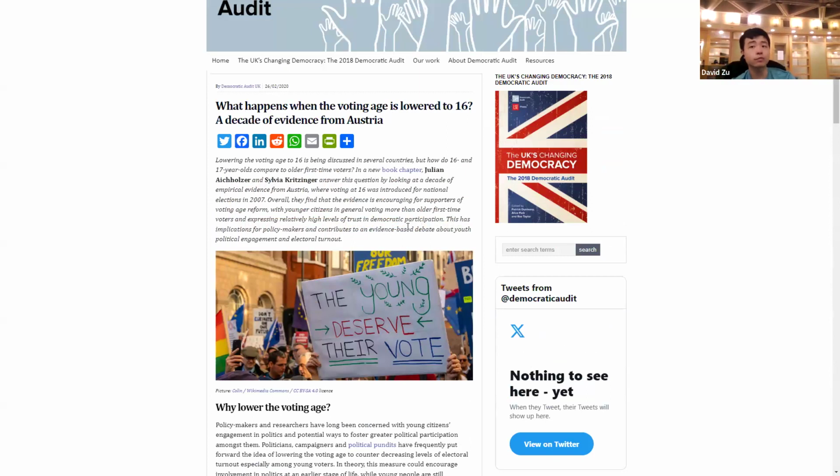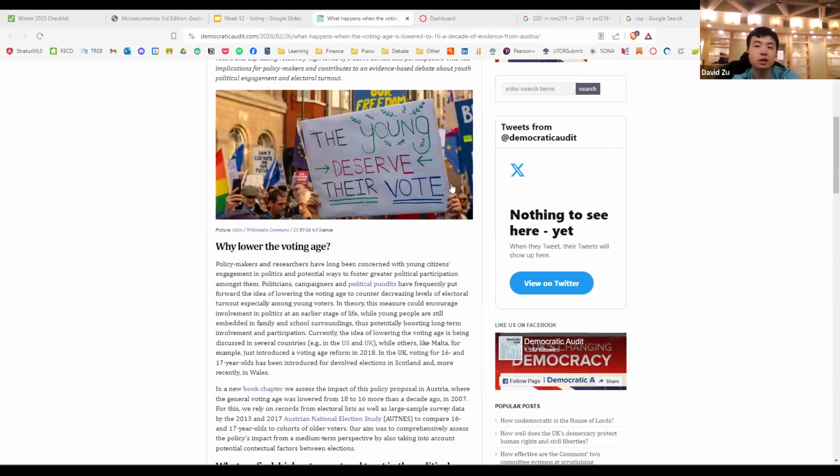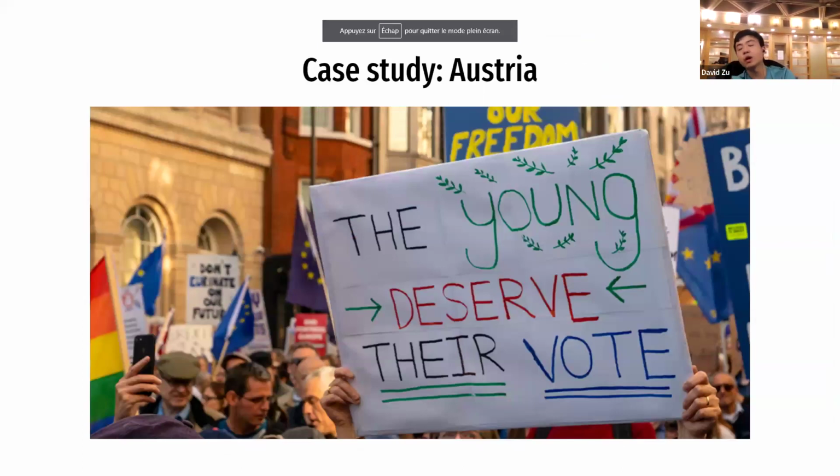Because Austria is a very wealthy, relatively developed, relatively progressive European country. So maybe this worked in Austria, where you got greater turnout and more trust in the political system. But in another country where it's implemented, that might not be the case. So I encourage you to think critically about this case study and whether it definitively proves we should lower the voting age or not.